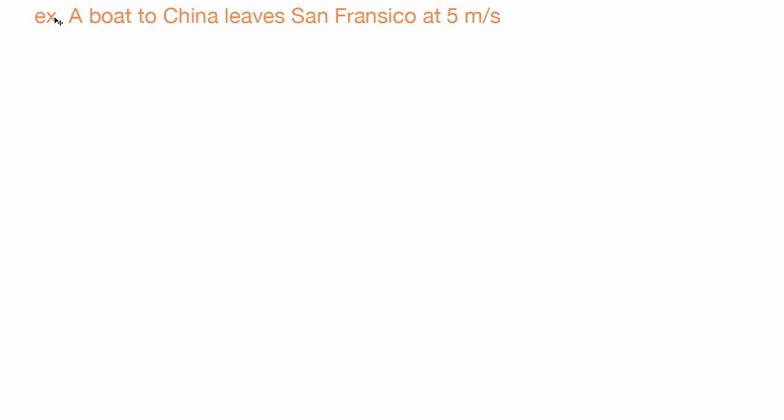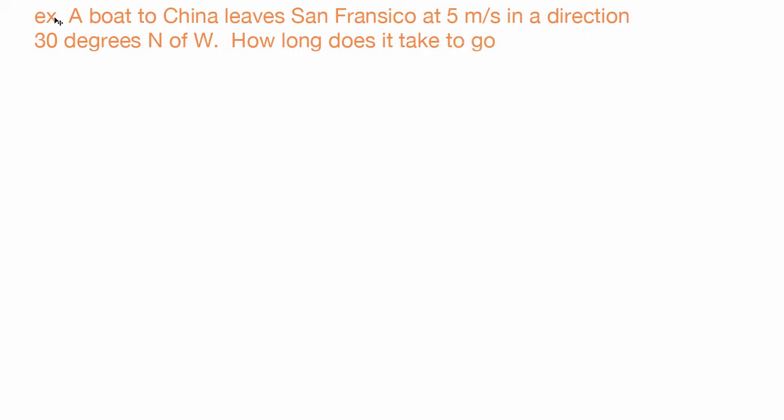So a boat heading to China leaves San Francisco at 5 meters per second, and it's traveling in a direction 30 degrees north of west. I want to know how long does it take to go 1,000 kilometers straight west.